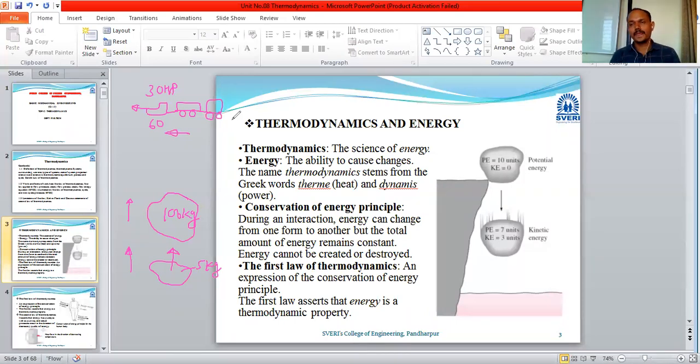So here, due to natural phenomena, energy can change its phase. Energy can change its phase. Okay.